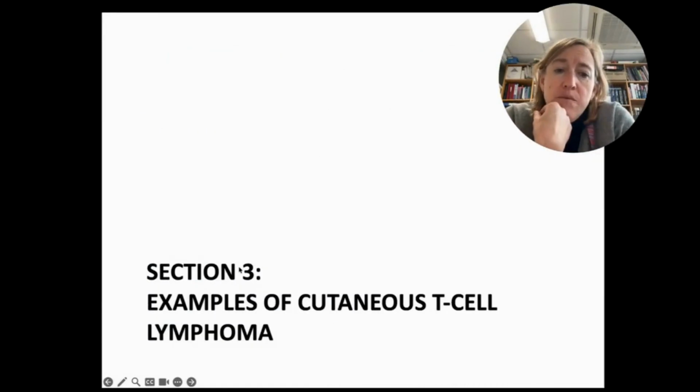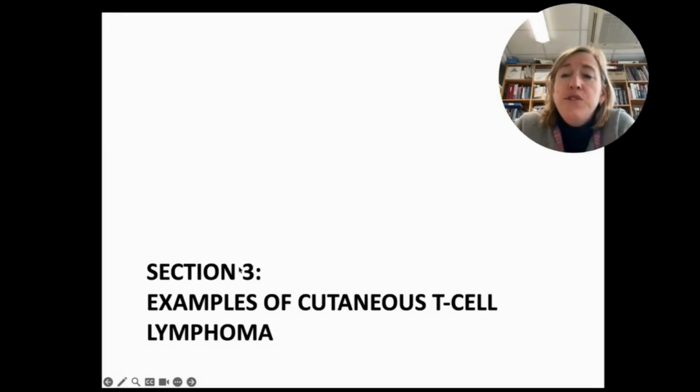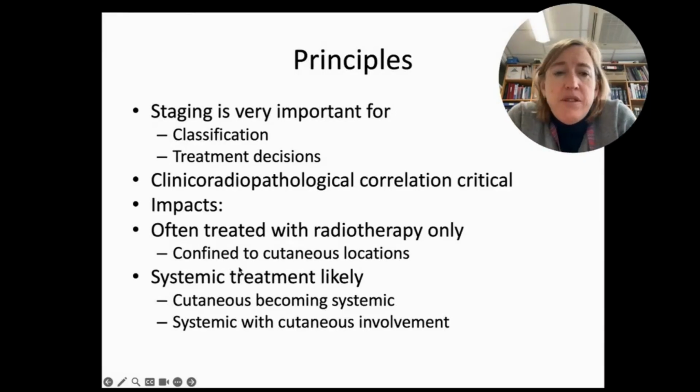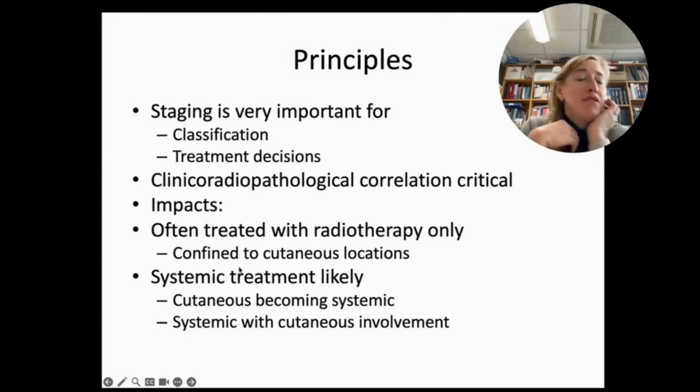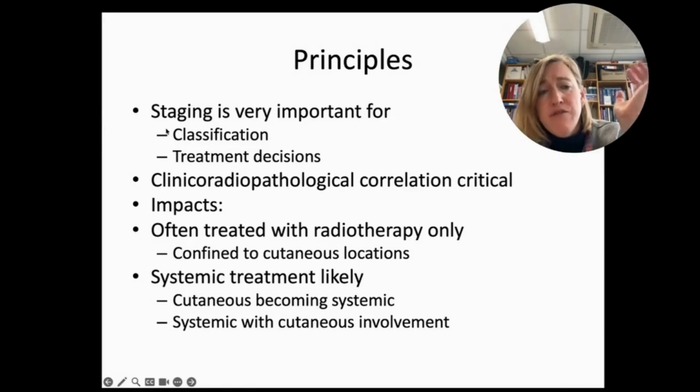So finally, we're going to look at some examples of cutaneous T cell lymphomas. These are difficult, but there are some principles that are important to remember. And if you remember only one thing, remembering this slide with the principles of cutaneous T cell lymphoma is probably a good thing to remember. Staging is really important in deciding whether something is actually a cutaneous T cell lymphoma. So for the classification, just saying quite simply, is this cutaneous or systemic? You actually need to know whether this is all over the place in the patient or just in the skin. And that determines the treatment. And the treatment is radically different if it's just in the skin.